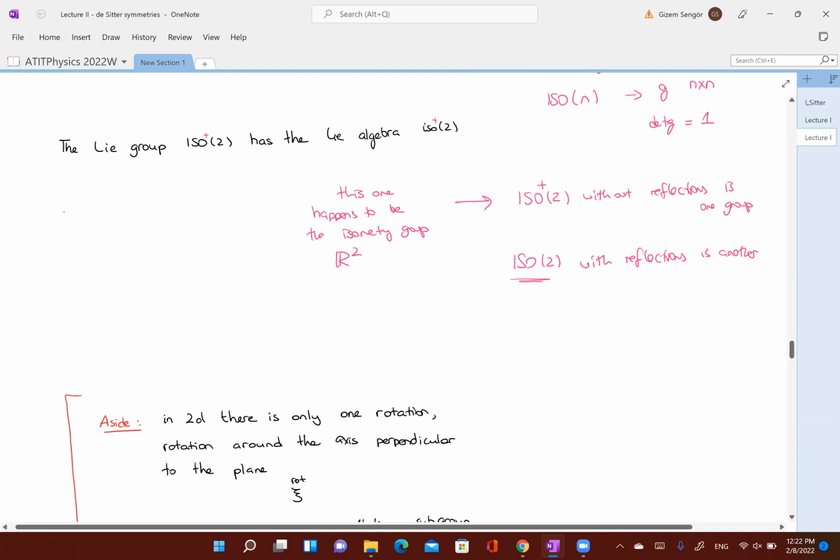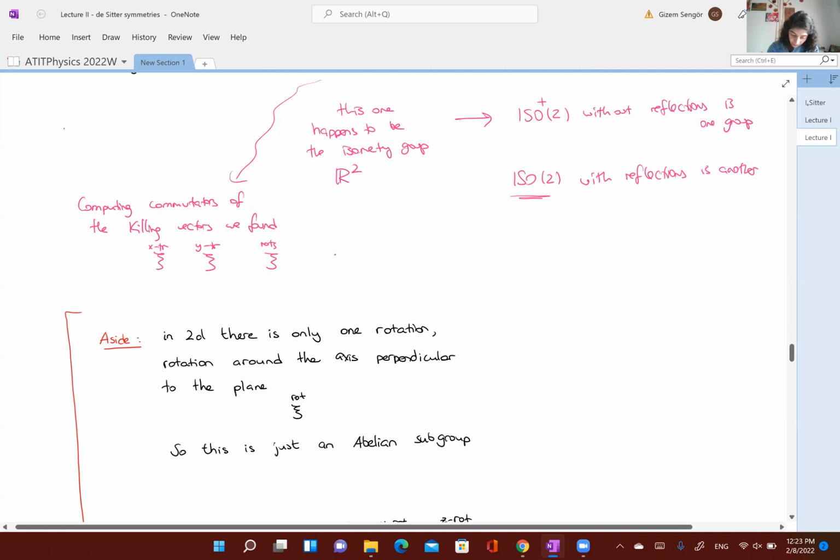Okay, so about this Lie algebra. So this Lie algebra, you can write it down by computing commutators of the killing vectors we found. So we had translations along X, we had translations along Y, and we had rotations. And these are all like differential operators, right?